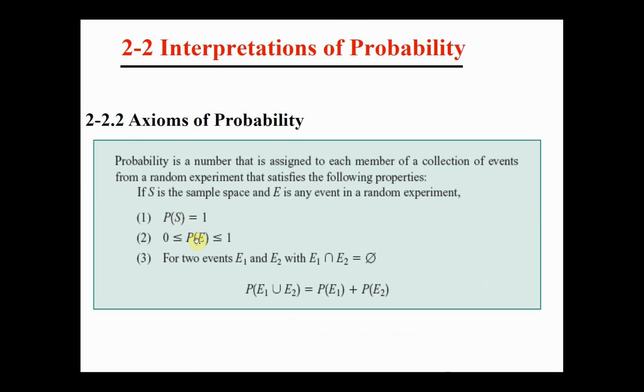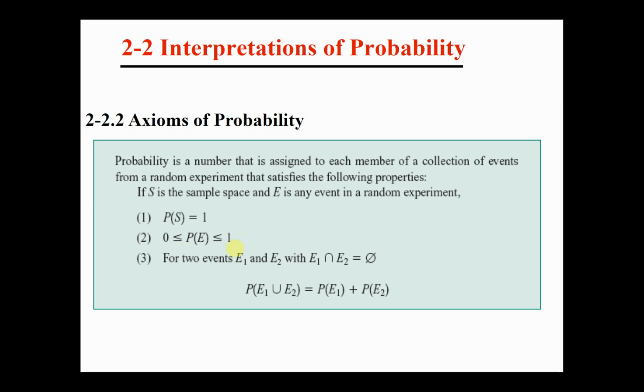Now, the probability of any event in the sample space, you know, the event is a subset of the sample space. If the sample space itself has probability 1, then the event has a probability between 0 and 1. So any probability is always between 0 and 1. The probability is impossible to be negative. It does not mean anything. It does not make sense. And the probability cannot be more than 1. It also does not make sense.